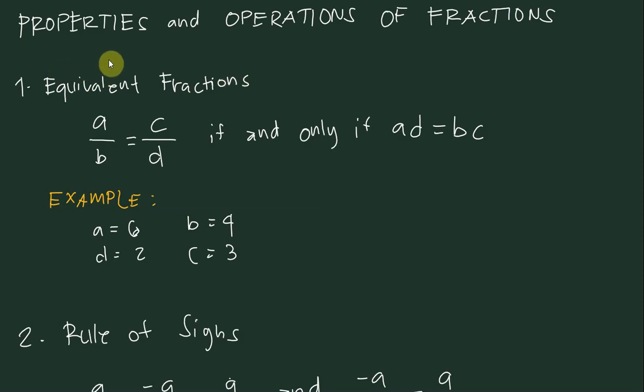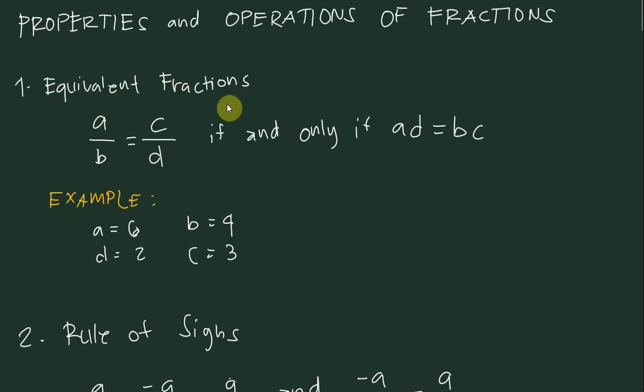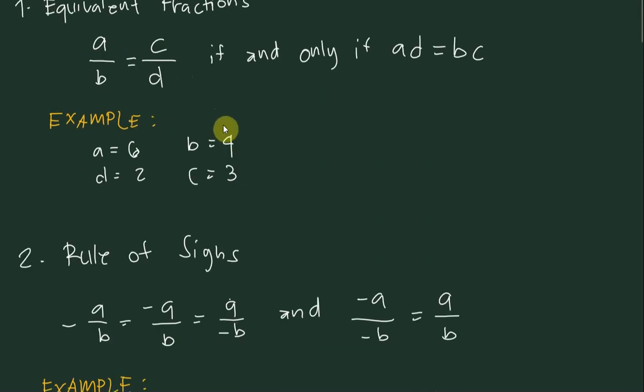Let us now proceed to the properties and operations of fractions. Okay, so start with the first one, equivalent fractions. It says here that A over B is equal to C over D if and only if AD is equal to BC.